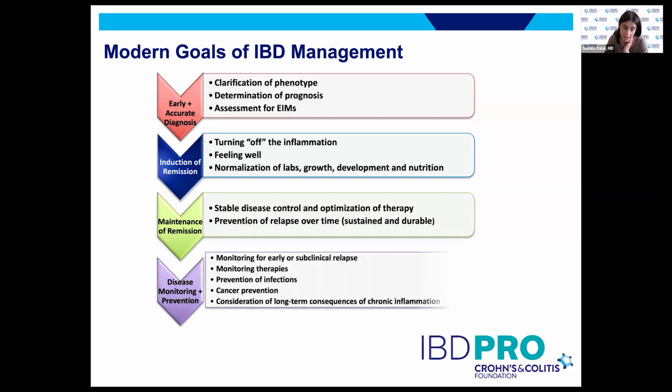And then we need to do disease monitoring and prevention. We want to make sure that if there is going to be a flare of disease activity, that we're monitoring for it and we're catching it before it becomes severe, before it becomes really clinically relevant. We want to monitor the therapies. We want to make sure the drug level is what they need still, and that it doesn't need to be adjusted. We want to make sure we're preventing infections, that we're up to date on vaccines and other preventable health care. We want to make sure we're up to date on cancer surveillance. And we also want to consider the long-term consequences of chronic inflammation.